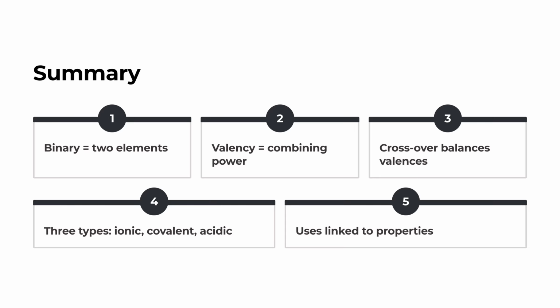So let's recap our outline one more time. A compound is when elements combine to form something new. A binary compound is made of just two elements. Valency is the combining power of an element. We write formulas using the crossover method. Binary compounds can be ionic, covalent, or acids. And finally, they have many uses from food to construction to safety.